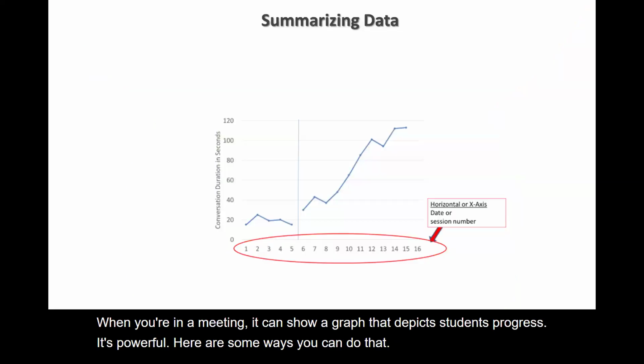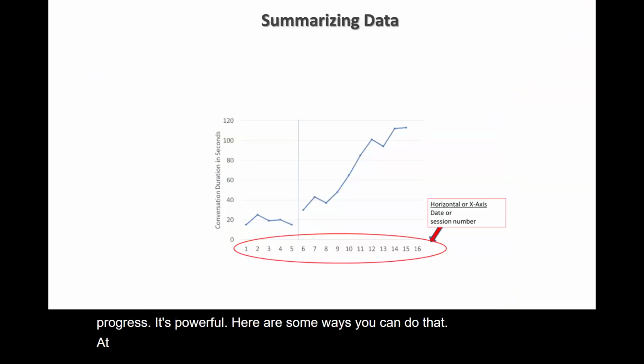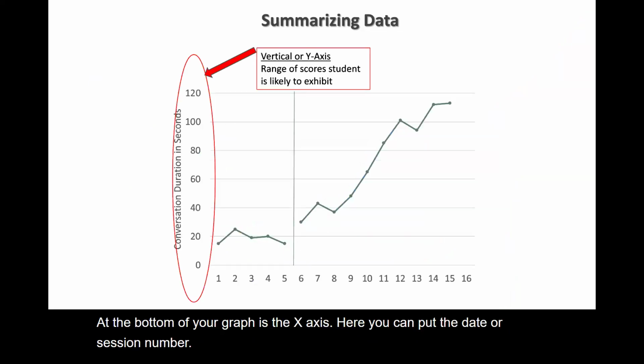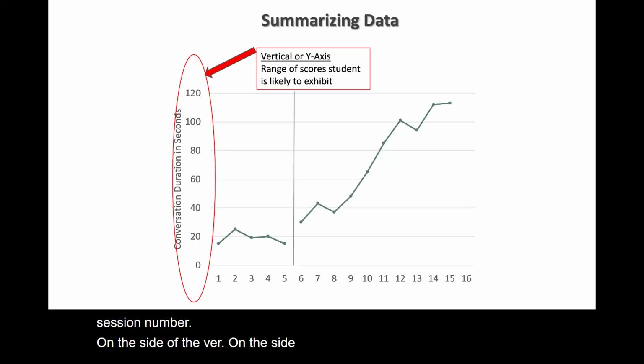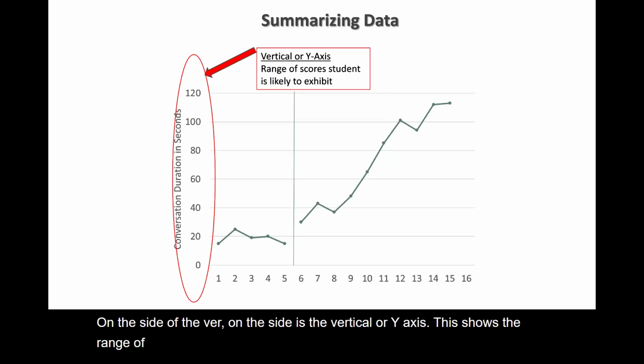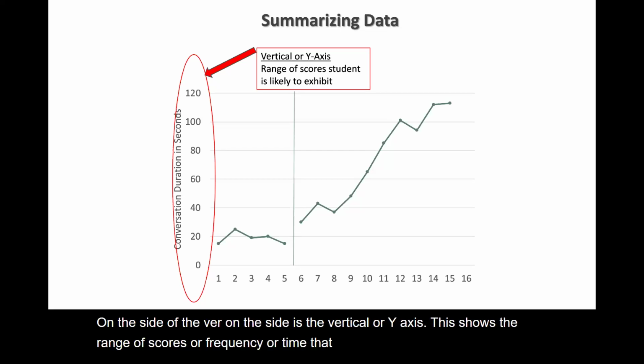At the bottom of your graph is the x-axis. Here you can put the date or session number. On the side is the vertical or y-axis. This shows the range of scores or frequency or time that the student is likely to exhibit.